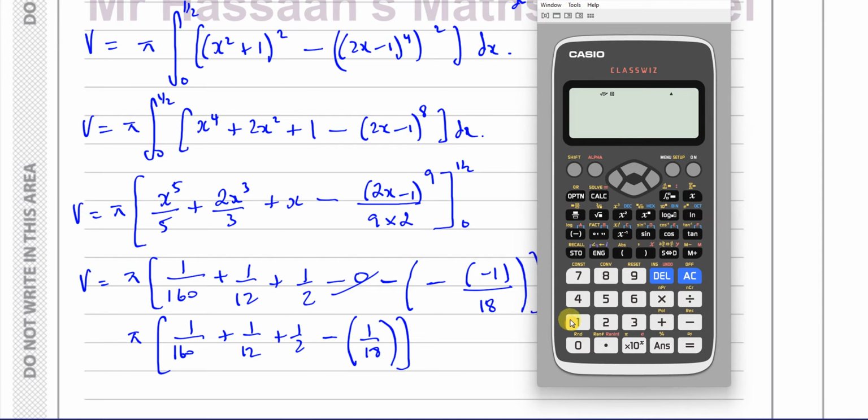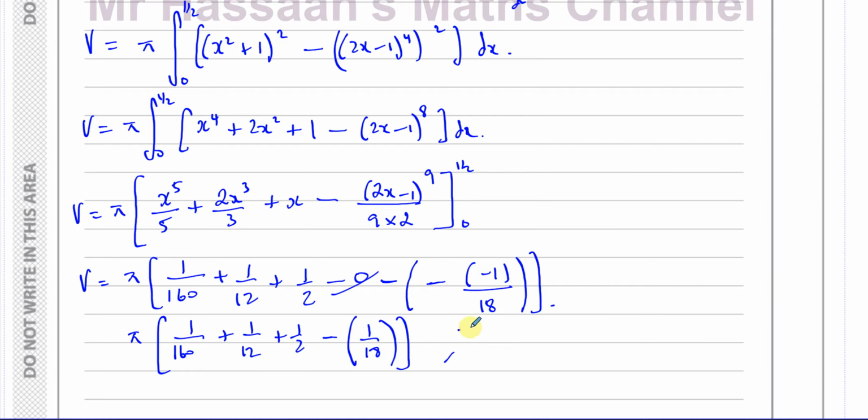We've got 1 over 160 plus 1 over 12, and then you've got plus a half, and then this would be minus 1 over 18, and that gives us 769 over 1440. So we have 769 over 1440, and don't forget the pi. It's times pi.